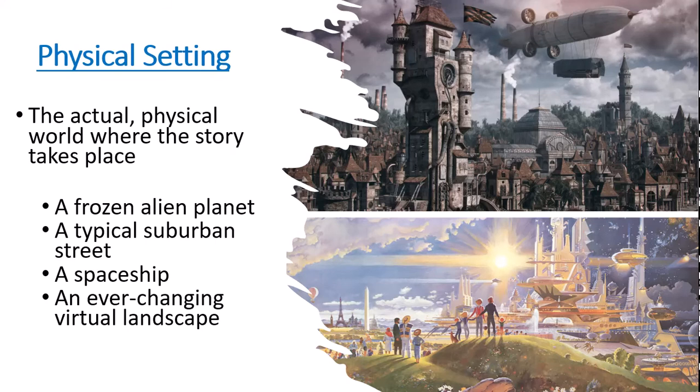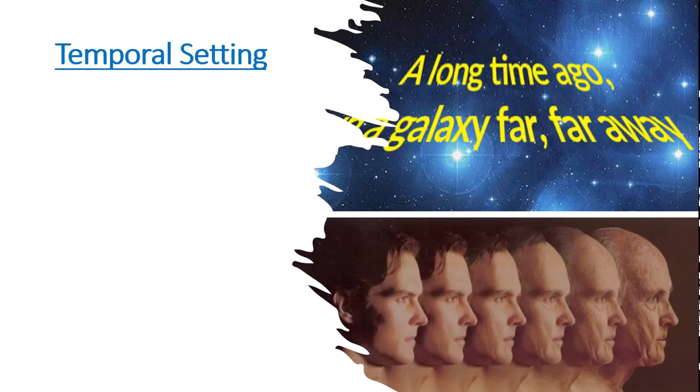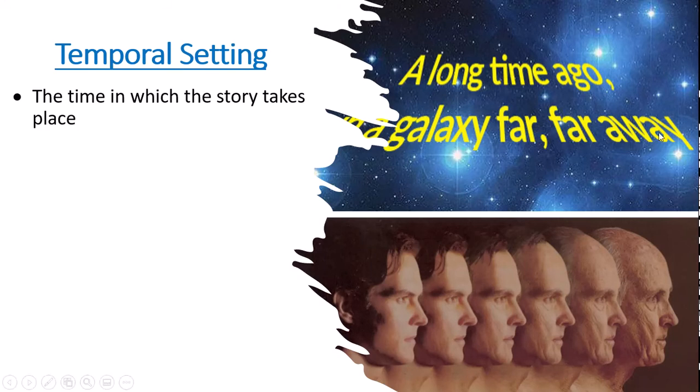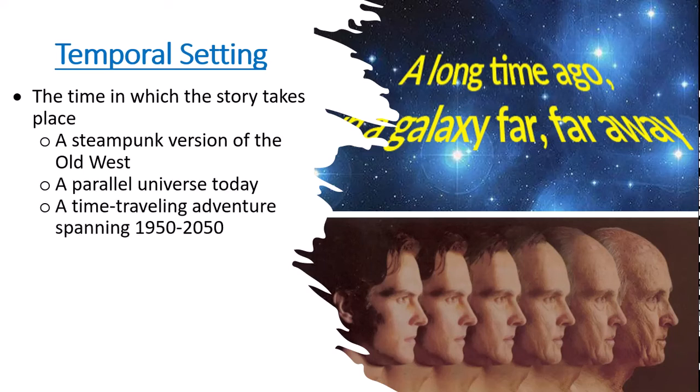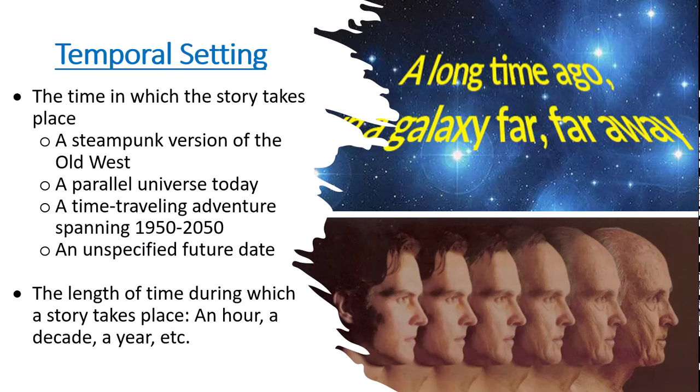But the setting has a little bit more to do with the temporal or time setting, as well as the social situation. Those are also parts of the setting. So a temporal setting, it could be the time in which a story takes place. Here we have from Star Wars, a long time ago in a galaxy far, far away. A steampunk version of the Old West. A parallel universe that takes place today. A time-traveling adventure spanning 1950 to 2050, right? Kind of depicted here of this person growing older. An unspecified future date. All of those would be the temporal setting.